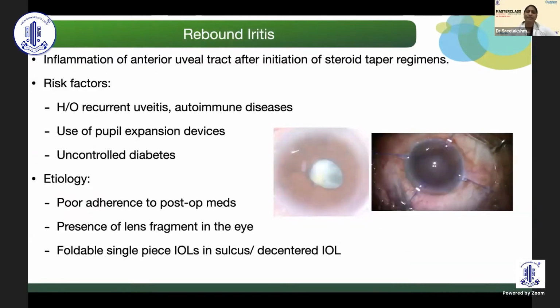So another scenario is rebound iritis, which is pretty common. The moment you taper the steroids, the patient comes back with redness and pain symptoms, and they'll be worried: doctor, what happened to my eye? It's again the moment I stopped the medication. In this, the risk factors are recurrent uveitis with some autoimmune connective tissue disorders.